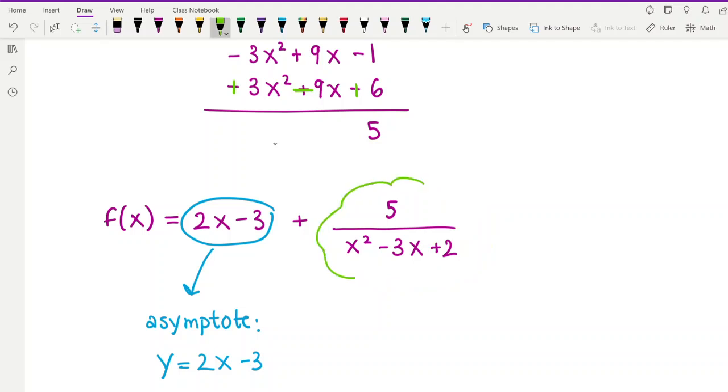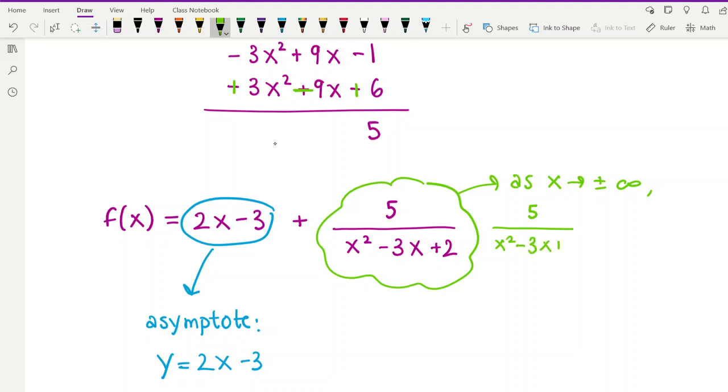So this part, as x approaches infinity or negative infinity, I'll just say plus or minus because it happens in both directions, this expression, 5 over x squared minus 3x plus 2, is going to get closer and closer to 0. And if you don't quite get that, I would encourage you to try some examples. Try plugging in 10 for x, and then 100 and 1,000, and you'll see that the bigger the number you plug in for x, the closer and closer this part is going to be to 0.